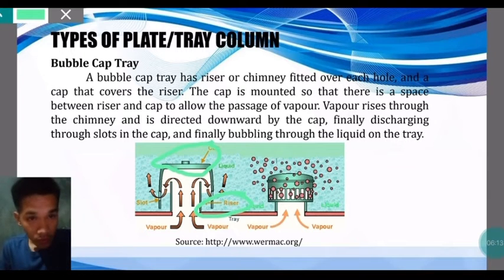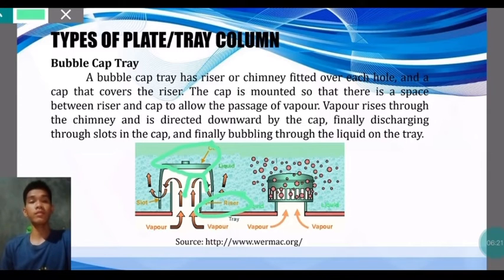Here, as you can see, the cap is mounted so that there is a space between the riser and cap to allow the passage of vapor. Vapor rises through the chimney and is directed downward by the cap, finally discharging through slots in the cap, and finally bubbling through the liquid on the tray.